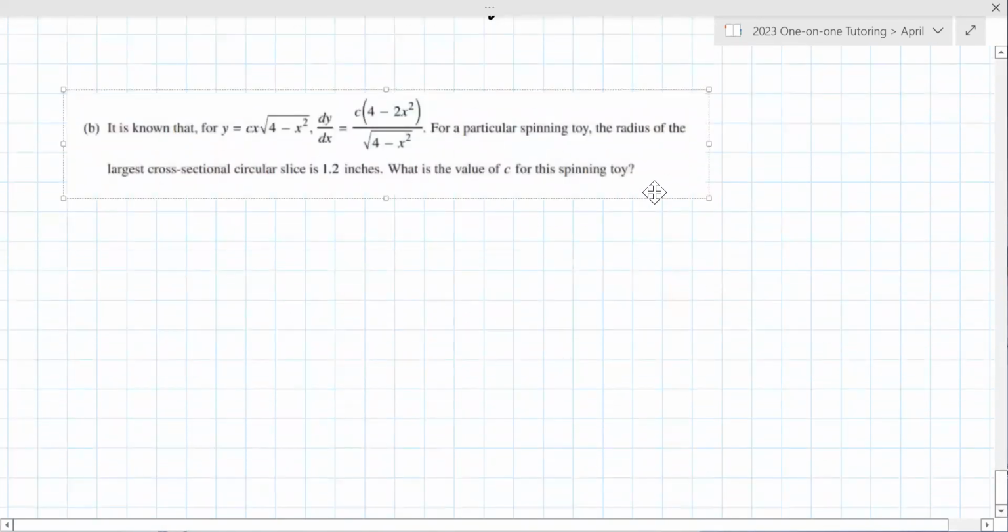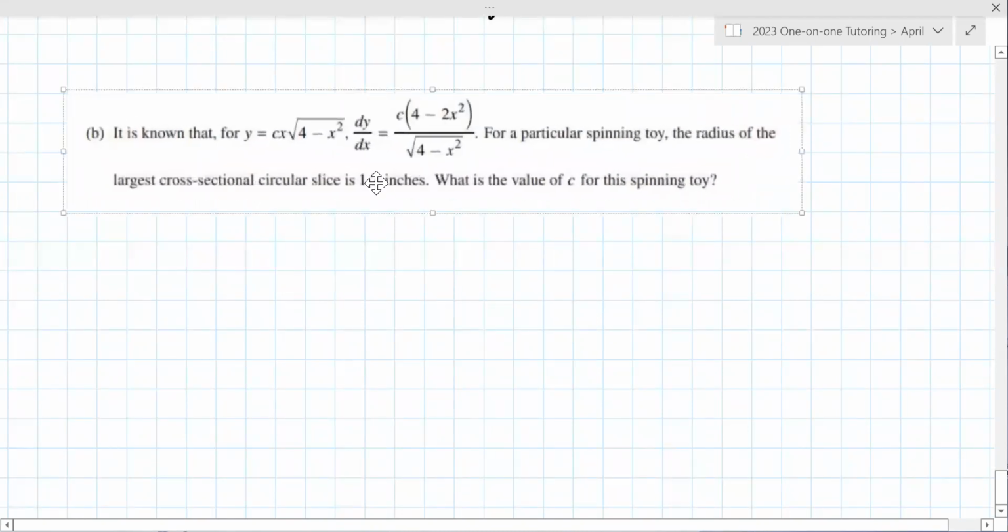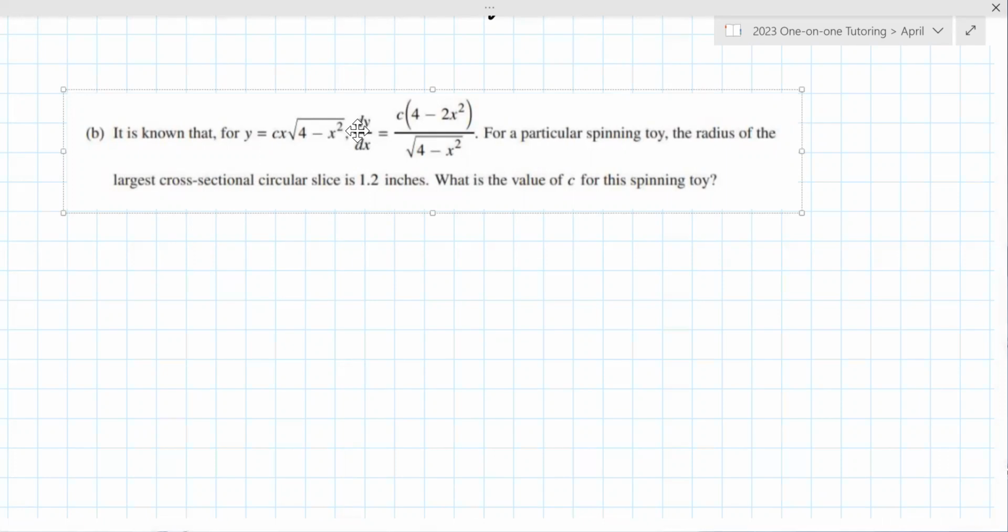All right. It is known that the derivative is this. They're telling you the derivative. You don't have to calculate it. For a particular spinning toy, the radius of the largest cross-section, the circular slice, is 1.2 inches. What is the value of C for this spinning toy? Any idea how to proceed from here?